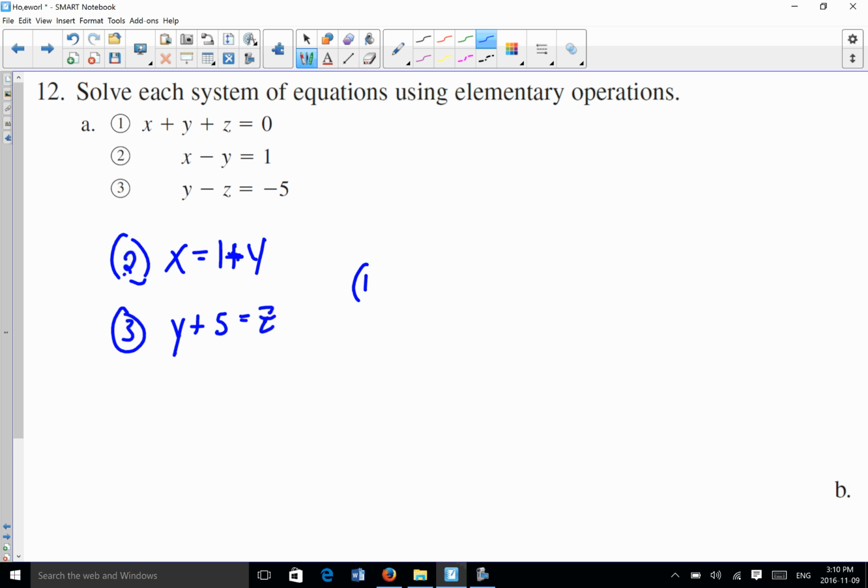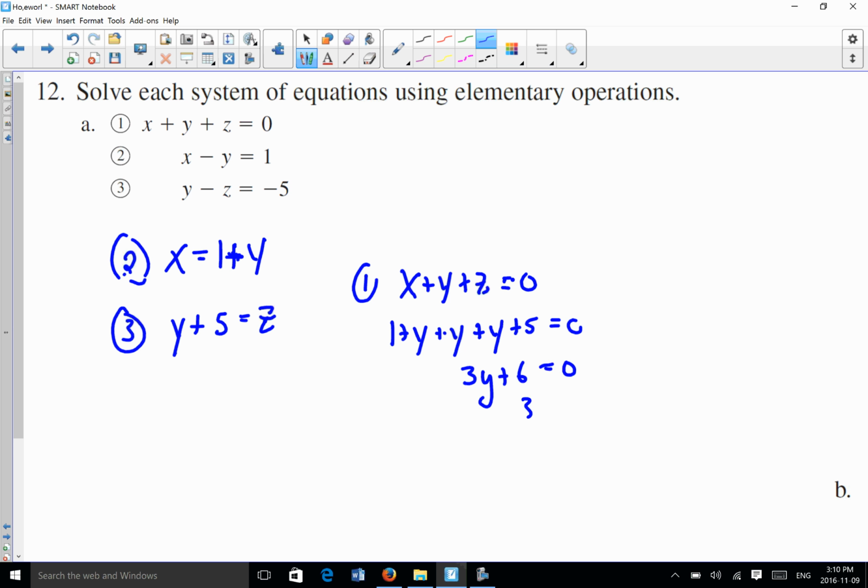Now, if we go back to equation 1, which was x plus y plus z equals 0, I can replace the x with 1 plus y. I can keep y the way it is. And I can replace the z with y plus 5. So all of my equations are now written in terms of y. I've only got one variable to deal with. I end up with 3y plus 6 equals 0, or 3y is negative 6. So y is negative 2.